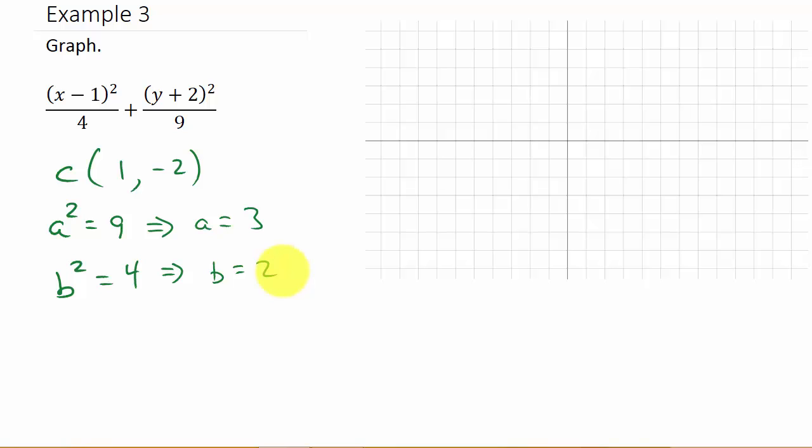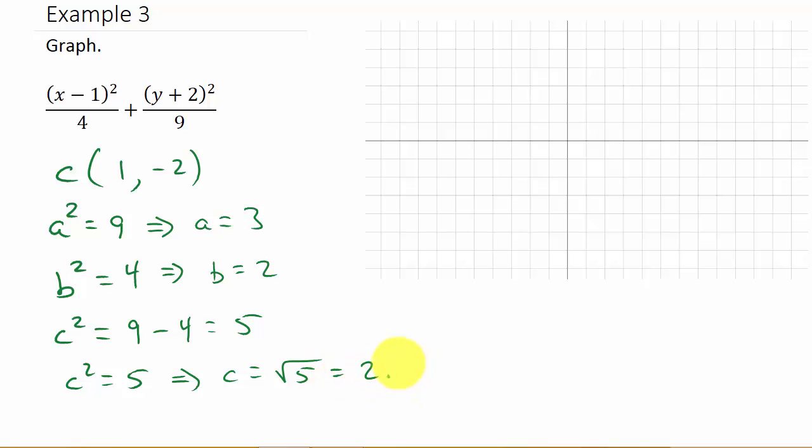And then c. We know c squared is equal to a squared, which is 9, minus b squared, which is 4, which equals 5. So c squared is equal to 5, which implies c equals the square root of 5. The square root of 5 is 2 point something, about 2.24 if we round it to 2 decimal places.